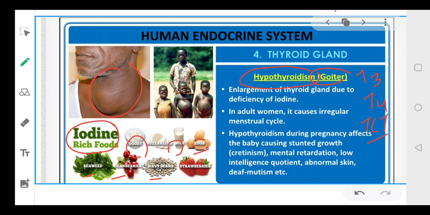And if there is a deficiency of iodine in our diet, we will have this kind of swelling in the neck. And this swelling in the neck is called goiter. This particular condition is called a goiter. So this is the enlargement of the thyroid gland.